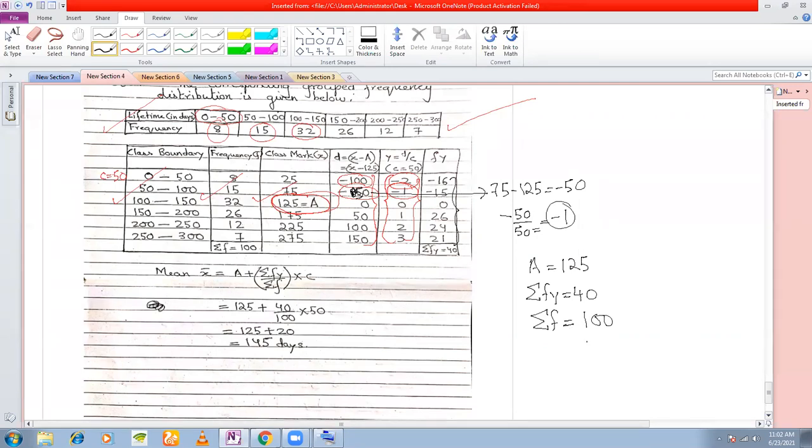Class width is how much? 50. Now you simply put the values in the formula: A plus summation Fy by summation F into C. And if you put these values, you will get 145. And because you're calculating the mean of the lifetime, which is in days, this will be 145 days.